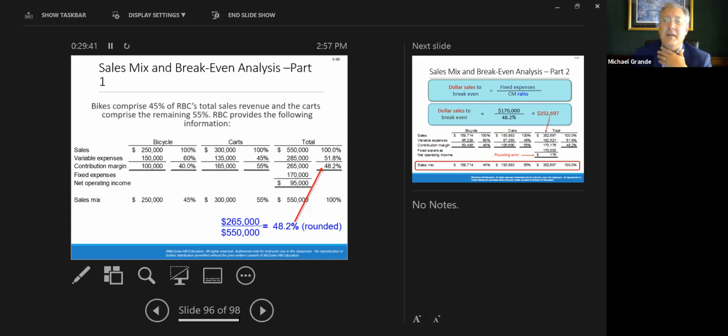RBC provides the following information. Now, the other thing that's important here is you can see that the bicycles and the carts have different variable cost percentages, resulting in different contribution margin percentages. The bicycles have a 40% contribution margin, the carts have a 55%, but on an overall weighted average basis, the contribution margin combined is 48.2%. Is what? The total contribution margin divided by total sales. They've got a 48.2% contribution margin ratio.